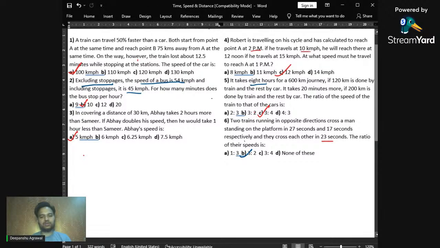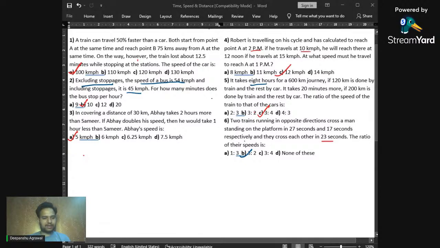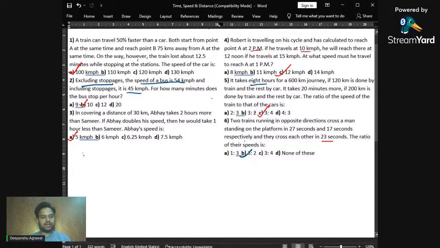So for this you need to know the formula of a train crossing another train and a train crossing a man. A train crossing a platform is not required, but you need train crossing a man, in which time is calculated. I hope you know this: in case of a train crossing a man or a pole, right? If a man is standing, that can be considered as a pole. So for a train crossing a pole, the time is calculated as length of the train divided by speed of the train.